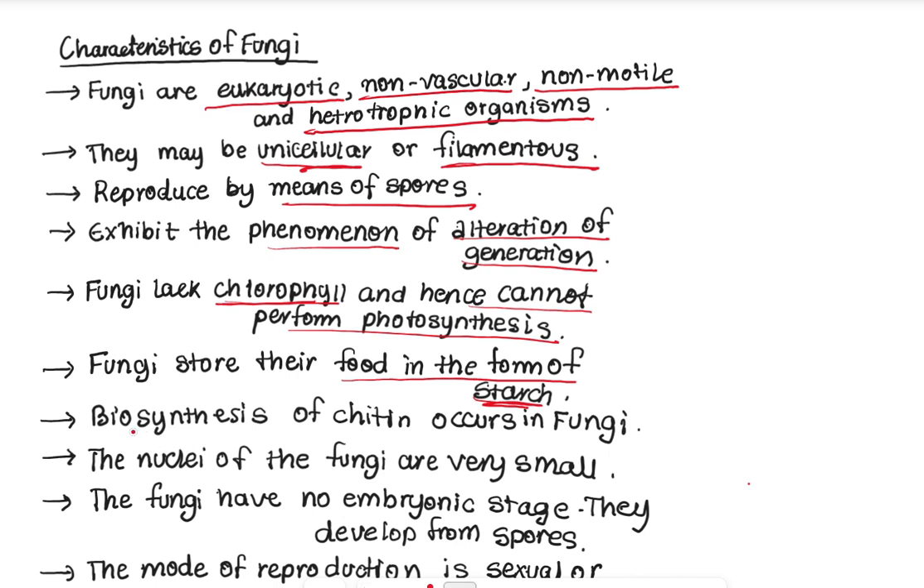Moving on, biosynthesis of chitin occurs in fungi. The cell wall of fungi contains a substance known as chitin. This chitin provides strength and protection. Chitin is also found in the shells of insects and crabs. This is a fun fact.